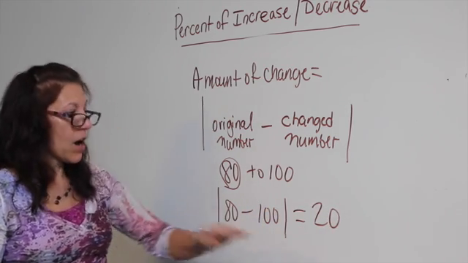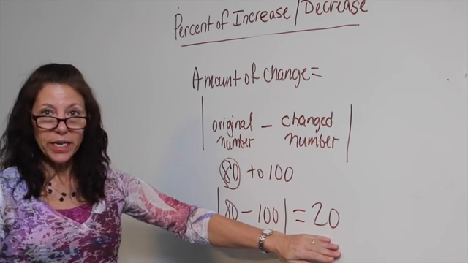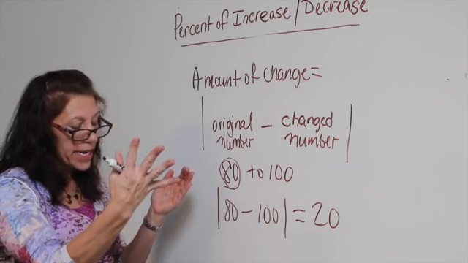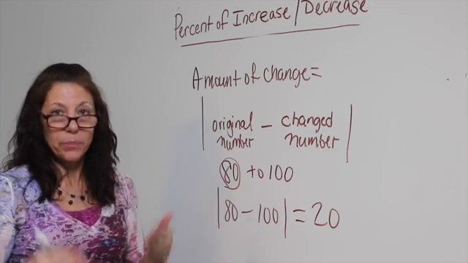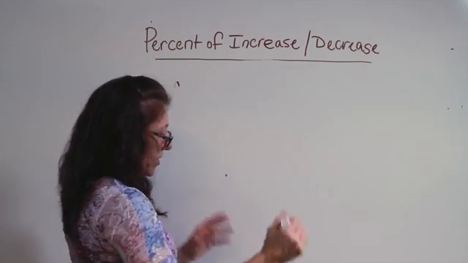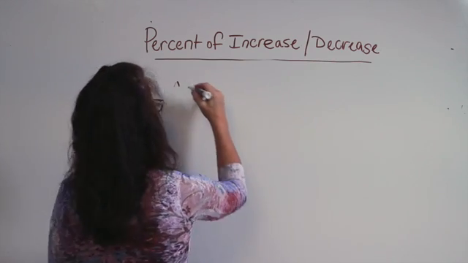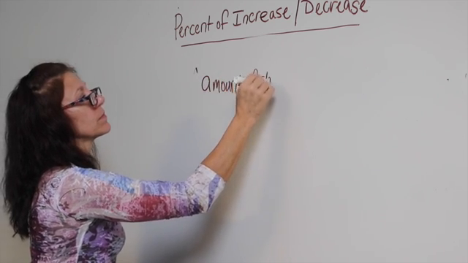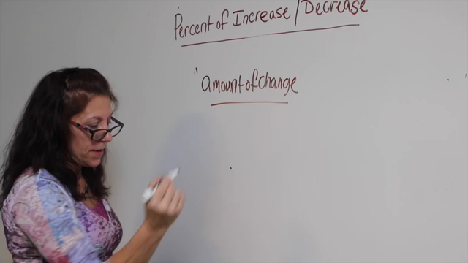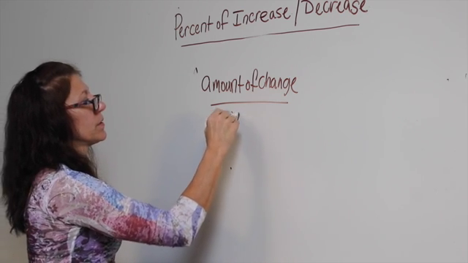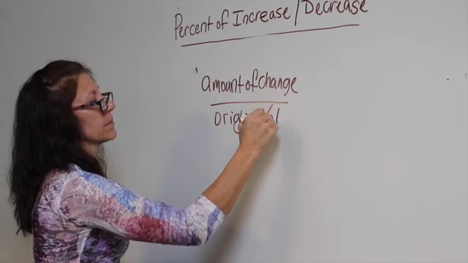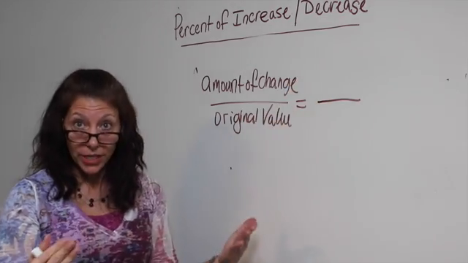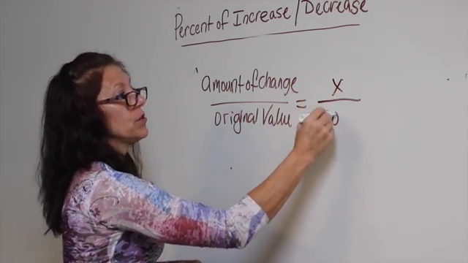Once we have our amount of change, then we can go ahead and set up a proportion using a percent, the amount of change, and the original value, and we can compute the percent of change. So here's the equation as it exists before we start putting numbers in it. The amount of change divided by the original value. And that's going to equal our percent, which we are looking for, over 100.